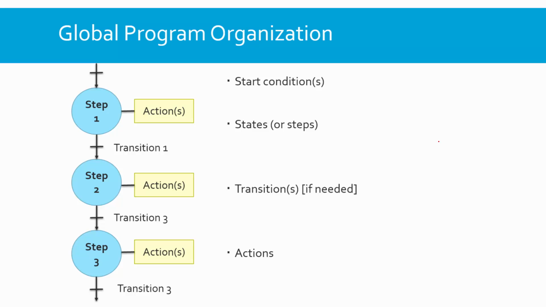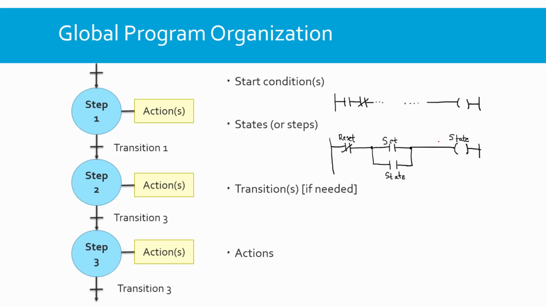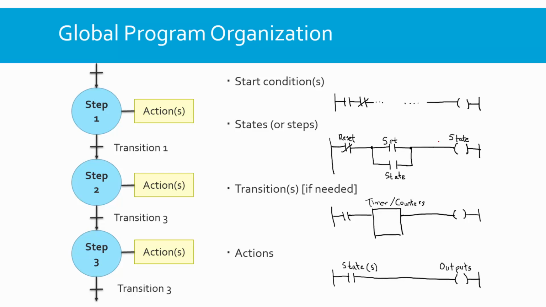The start condition is basically a line where we'll list in all the conditions required for our sequence to start. This will look something like this. The states are the memories of all the required steps. Notice that we will use a reset dominant type of memory. The transitions may not be needed, but if so, they usually contain timers or counters to help keep track of when we need to change from one state to the other. And finally, we have the actions, where we will simply relate the states to the desired outputs of the sequence.